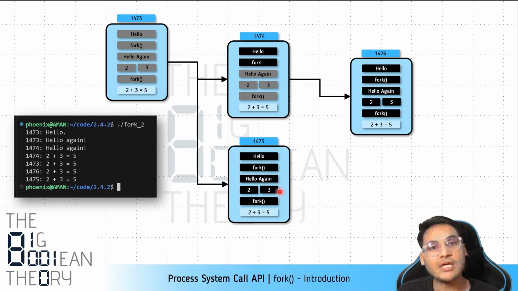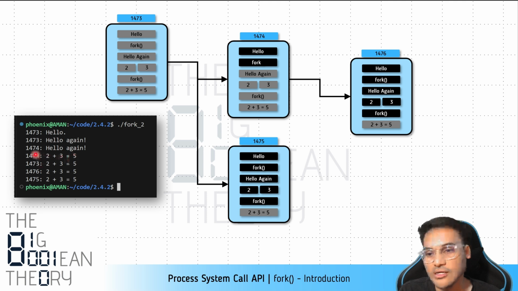They do not execute any fork statements. All of this black region that you see, they will not be executing those statements. So hence they do not create any further child processes. So finally, all of these processes will print the final statement, that is 2 plus 3 is equal to 5. And that is why you have four different messages with the different process IDs 73, 74, 75, 76.